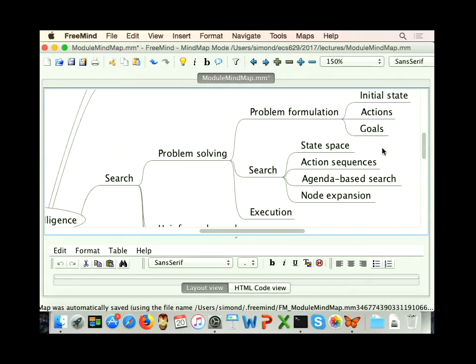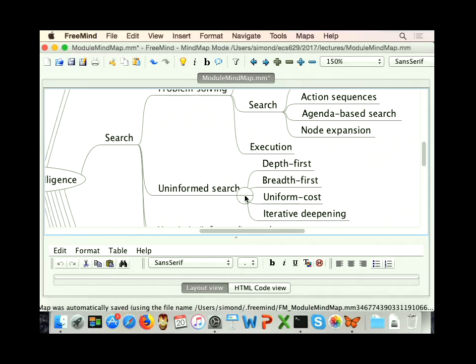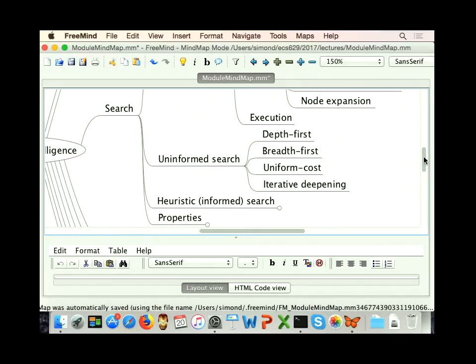Okay, a bit too far there. So that was problem solving. The next topic in search was uninformed search. I've mentioned these different approaches, but maybe we should describe them quickly. In terms of the agenda-based search, what does depth-first search do? Puts the children nodes at the front of the agenda. So that corresponds to what data structure?